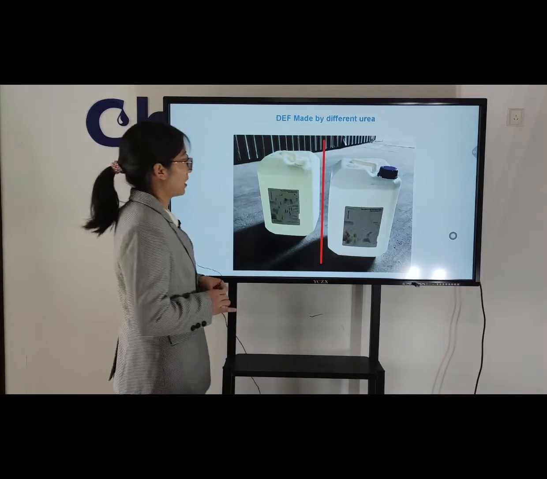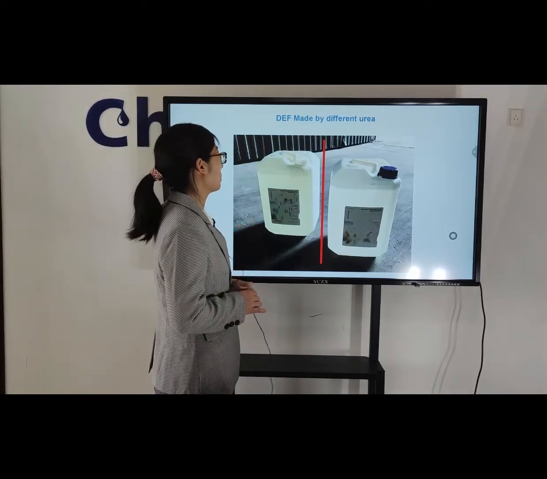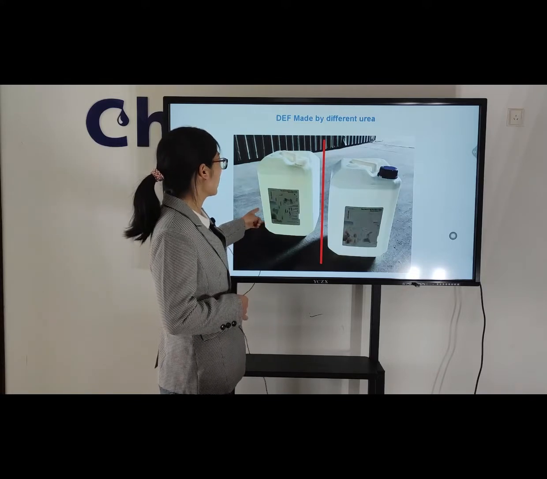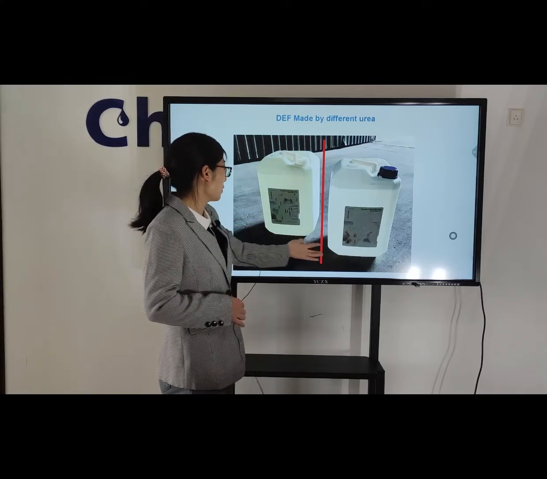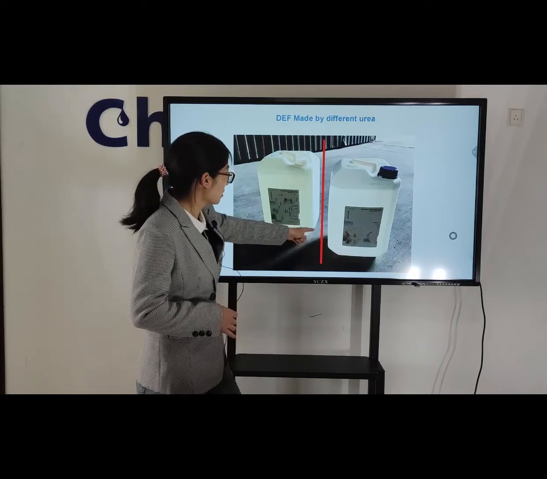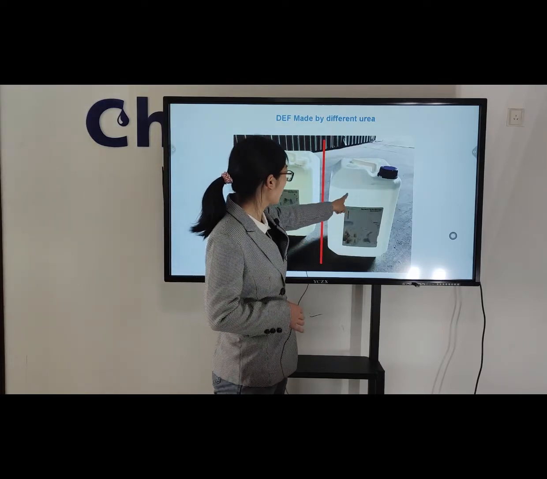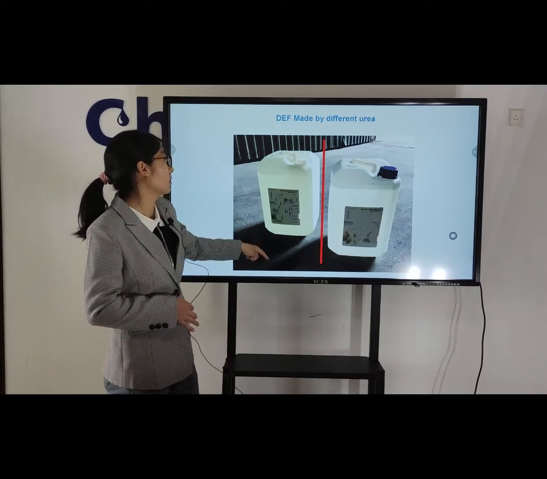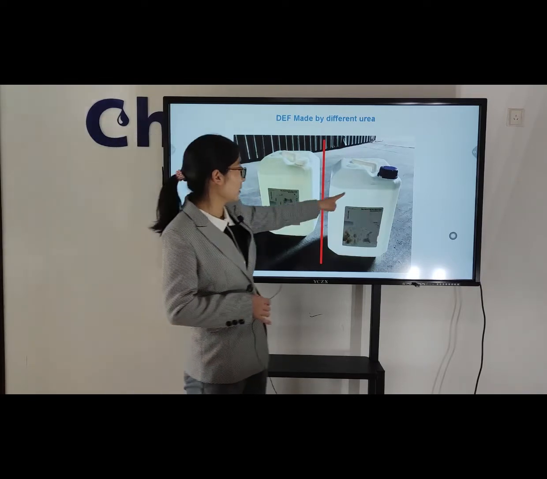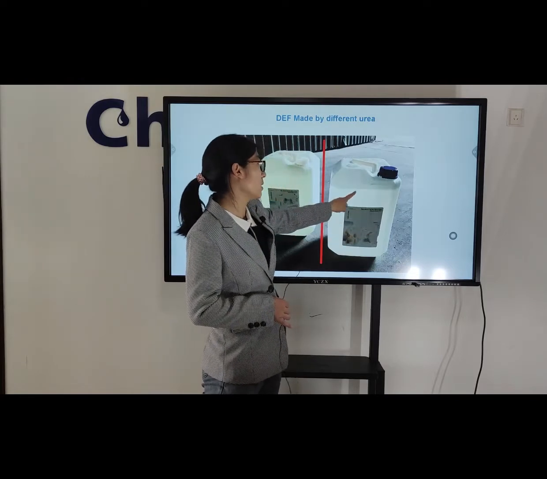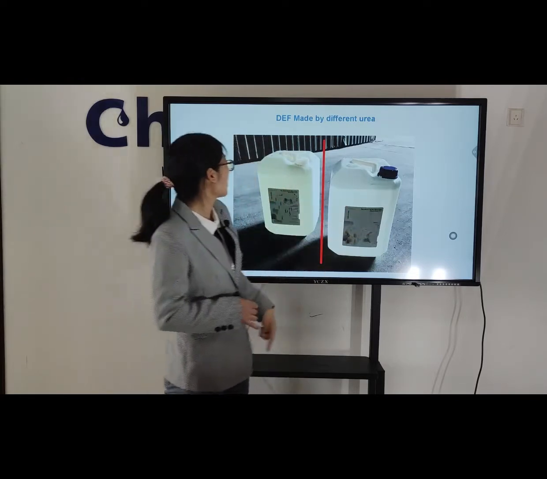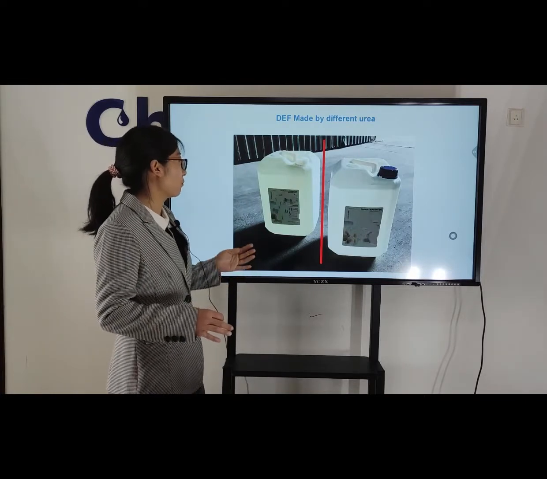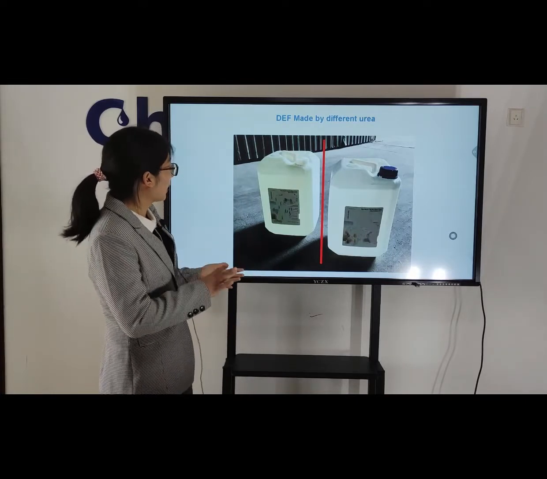Why the urea quality is different is very important, because with different kinds of urea, the quality of the diesel exhaust fluid will be different. You can see from this picture, one is bright and transparent. Another one is with a light yellow color. Apparently, this kind of DEF is with better quality. So we have to make sure to make qualified DEF. We have to firstly choose the high quality urea.